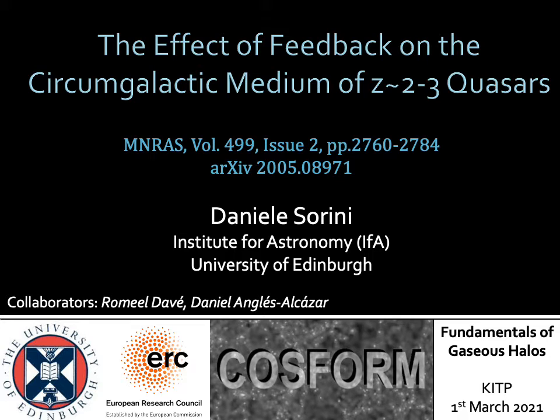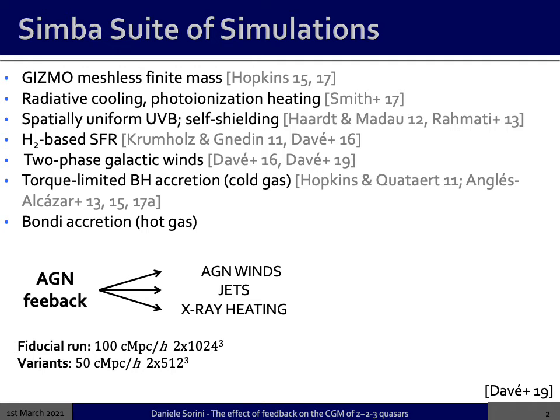I consider the results of different runs of the Simba cosmological simulations and compare them to observations of Lyman-alpha absorption around quasars at redshift 2.4. The goal was first to verify to what extent the simulation reproduces the data, and second, to assess the impact of different feedback prescriptions on the properties of the CGM of quasars.